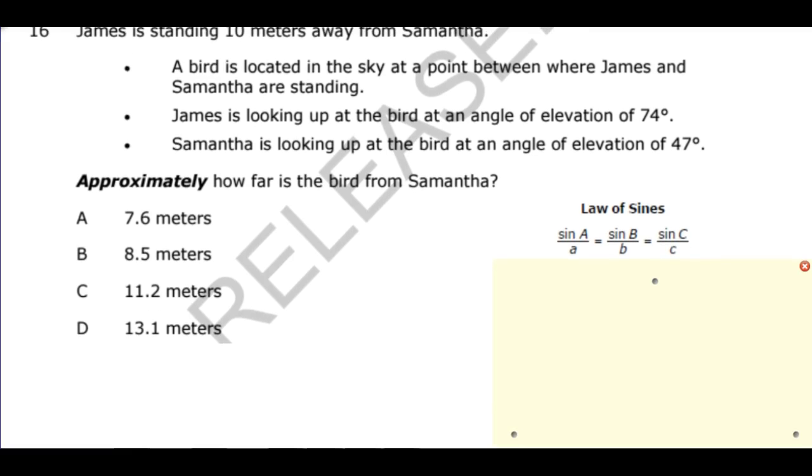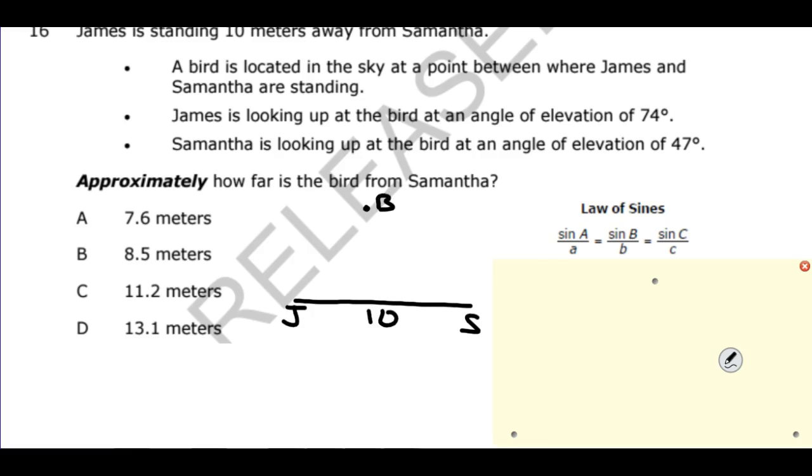James is standing 10 meters away from Samantha. So I'd start with that sentence and I'd draw it. Here's James. Maybe I should put it down a little bit further. Here's James. Here's Samantha. They're 10 meters apart. A bird is located in the sky at a point between where James and Samantha are standing. Here's the bird. It's somewhere between them.